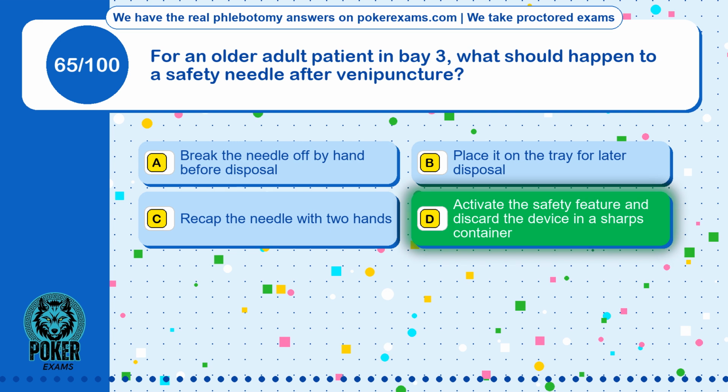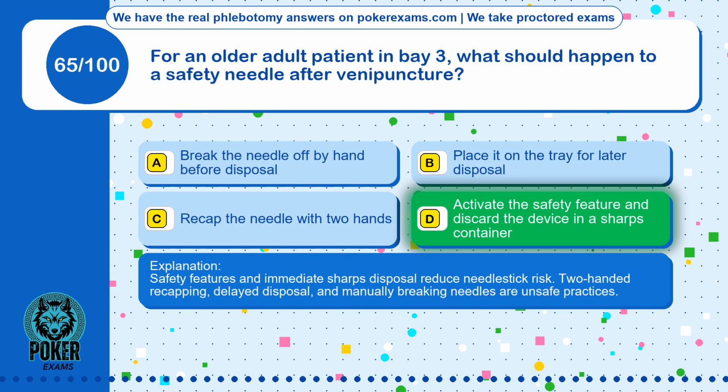The correct answer is option D. Activate the safety feature and discard the device in a sharps container. Safety features and immediate sharps disposal reduce needle stick risk. Two-handed recapping, delayed disposal, and manually breaking needles are unsafe practices.